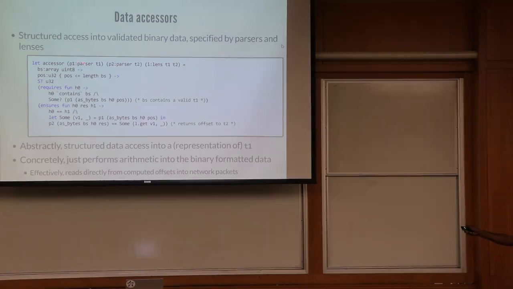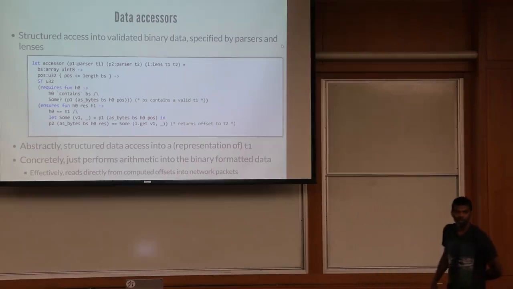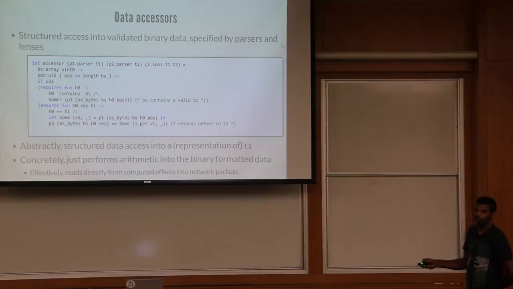Now it's indexed by two parsers and a lens. I'm going to go through this in maybe not as much detail as I did the prior specs. You can squint at it later online if you like, or ask me questions about it. But the basic idea is that if I know that my input buffer contains a valid P1, that means it contains a representation of a T1, and I know I have a lens from T1 to T2, then what the accessor is going to return to me is an offset, where if I parse the entire buffer, I get a value. Then if I project using the lens the T2 field of that value, what I get is something that I would get if I ran the parser at that offset. Okay?